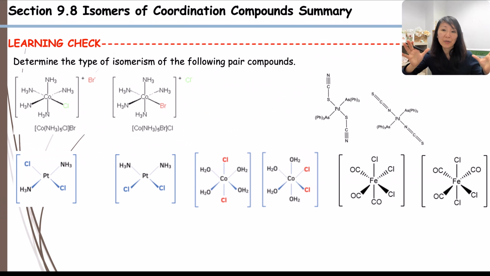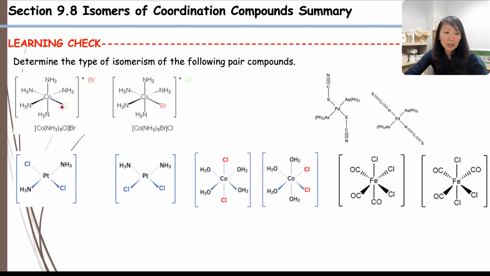So this is a good way to sum up everything by doing a learning check. Determine the type of isomerism of the following pair of compounds. So you see this one, and see if you're able to do this. You're comparing left and right, and left and right. Okay, and then see if you can come up with the types of isomer. I'll just do one for now.